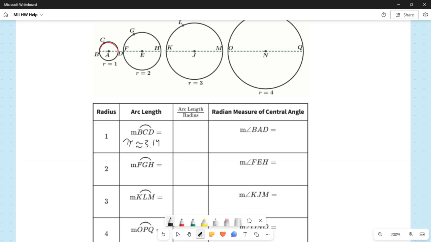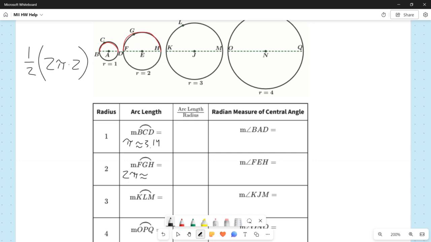So if I want that arc length, now we're looking for FGH, which is this guy right here. Again, FH is a diameter, and so therefore it cuts the circle in half, so my arc length is going to be half of my total circumference. And my circumference for this circle is going to be 2 times pi times my radius, which in this case is 2. Once again, my 1/2 and my 2's cancel, and I get 1. 1 times 2 is 2, and 2 times pi is simply 2 pi. So here, my arc length is 2 pi.